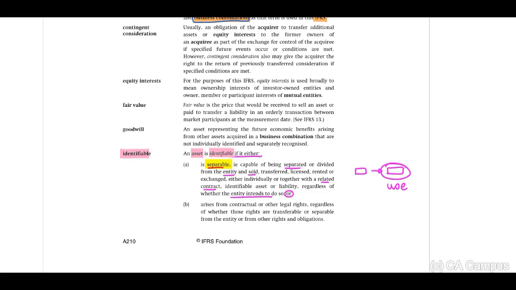Or it arises from contractual or other legal rights, regardless of whether those rights are transferable or separable from the entity, or from other rights and obligations. Now, we are going to look at this, guys, when we touch on our identifiable assets and liabilities section of our purchase acquisition scenario. Okay. Now, remember, the asset has to be identifiable. Therefore, we need to look at our separability and our contractual criteria.